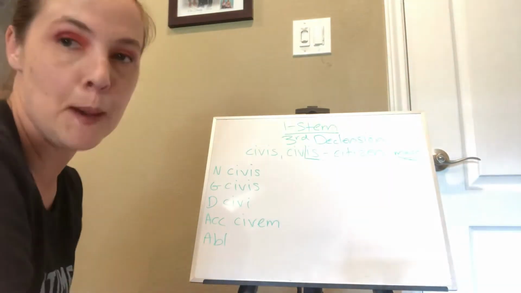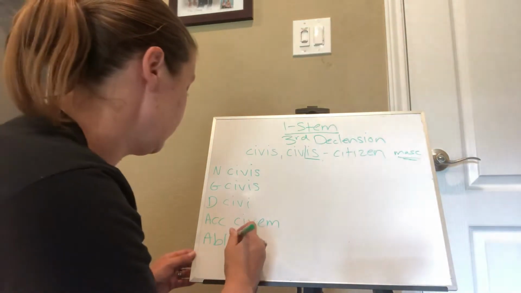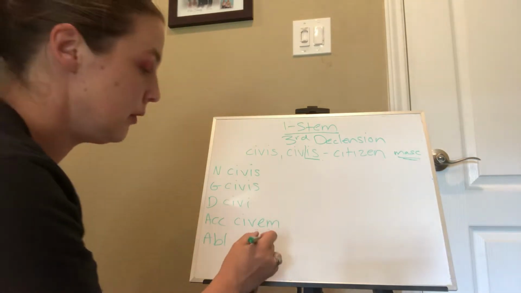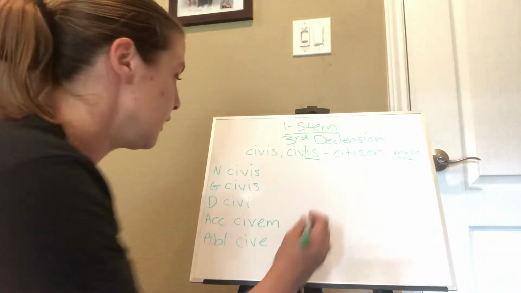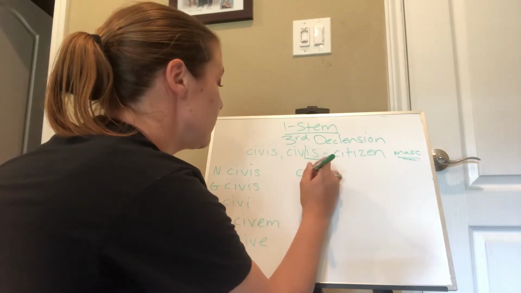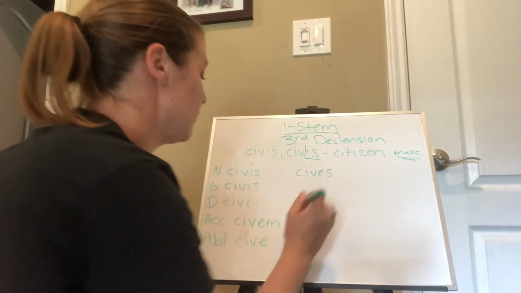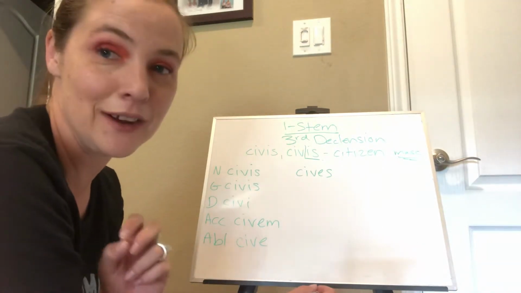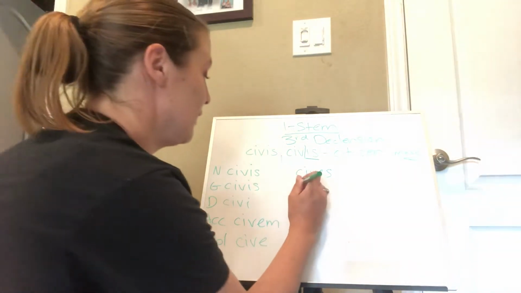Ki-wem, E-M. Accusative, singular. Ki-we. E is your ablative singular ending. And then if we go to citizens in the plural, it's ki-wes. Here is your difference. Right here, this is where it counts, okay?